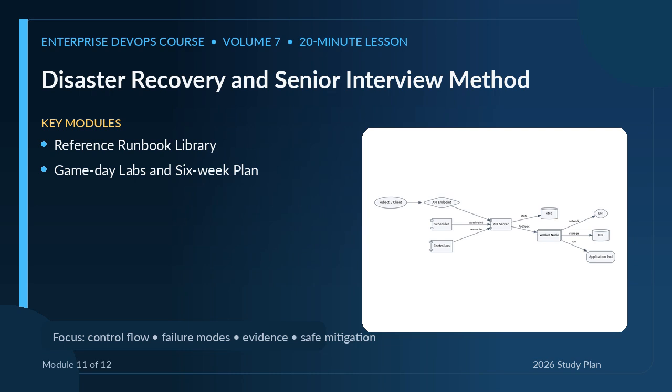Present a 15-minute senior interview debrief: 10-minute hypothesis and evidence plan, 5-minute mitigation and risk discussion, 5-minute root cause and prevention. Feedback against the supplied scorecard. In an interview, explain the design choice, the most likely failure mode, the evidence you would collect, and the safest mitigation before making a permanent correction.